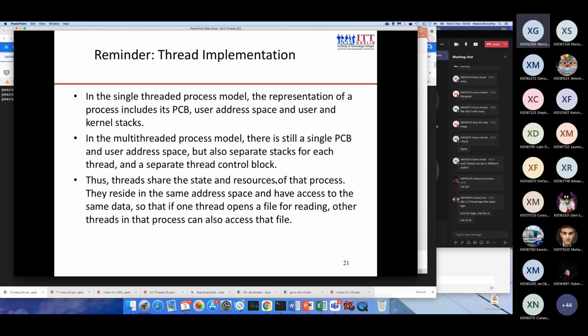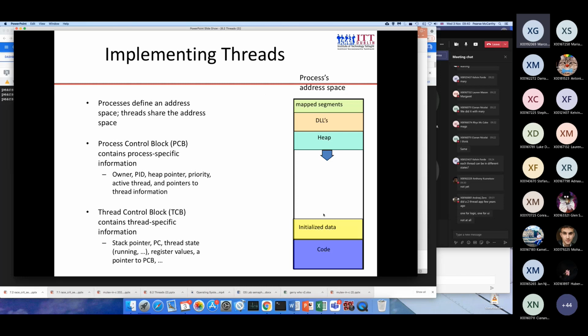All right. So, thread implementation. In a single threaded representation, okay, fine. Single PCB, also separate text, fine. We've done that. That's the diagram. Threads share the same state and resources. That's the top line. They reside in the same address space and have access to the same data. And if one thread opens a file for reading, other threads can too, so we know that. Okay, that's that diagram. So again, don't get hung up on all of this. All I want you to understand is what's going to happen when we start talking about the threads, right?